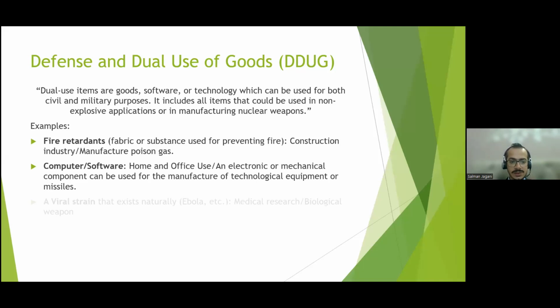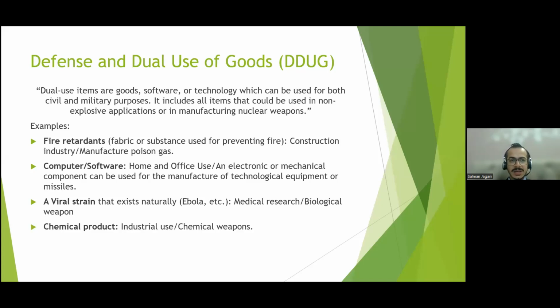Then viral strains. For example, the Ebola virus, we all have heard of. If we use viral strains for civil purposes, they are used for medical research. But in the aspect of military purposes, they are used for biological weapons.